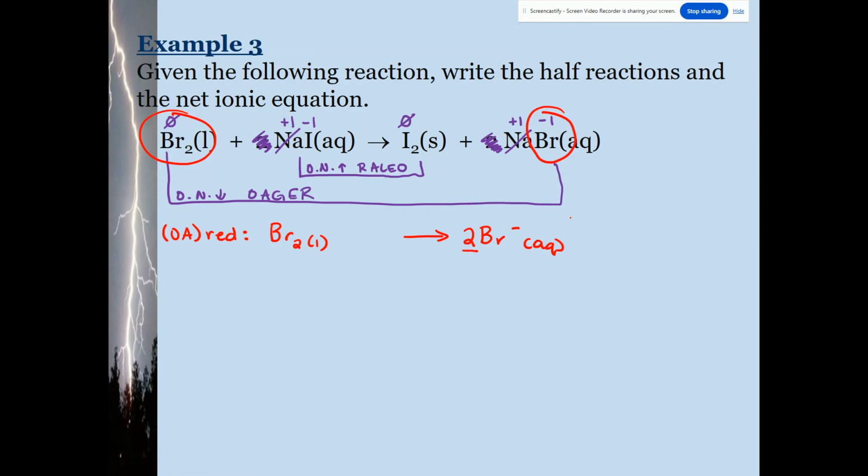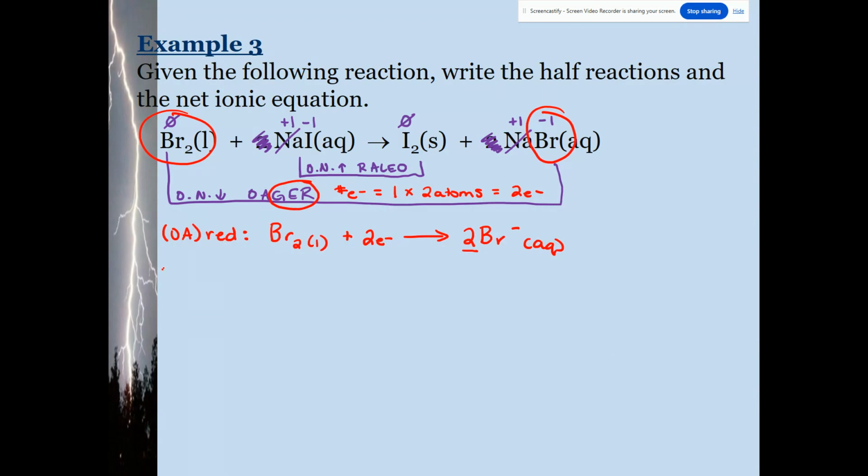So for my number of electrons being transferred, I'm going from 0 to -1. The oxidation number change is 1, but there's 2 atoms of bromine on each side. So that means we are gaining, because again this is reduction, 2 electrons. So my 2 electrons are going to be a reactant.